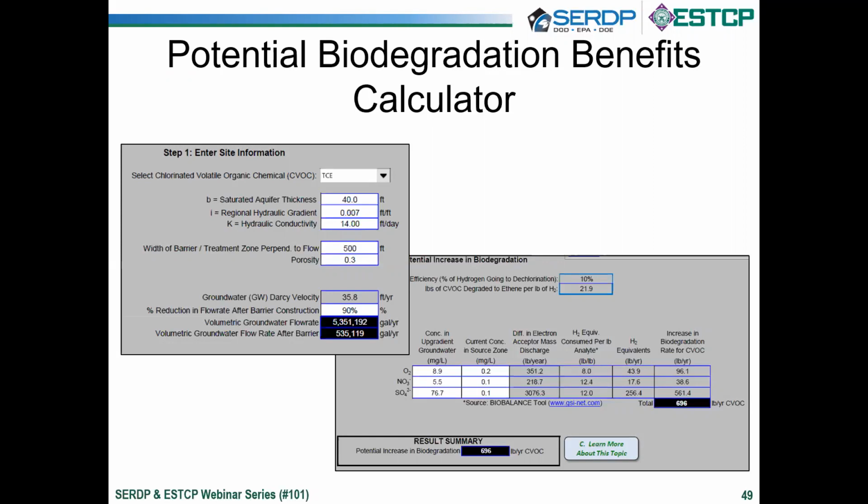key CVOC. So to put this into perspective, Dr. Newell published a paper in 2004, which estimates that for a typical chlorinated solvent site with electron acceptor diversion, there would be a potential increase in NSZD rate of about 500 pounds per year.